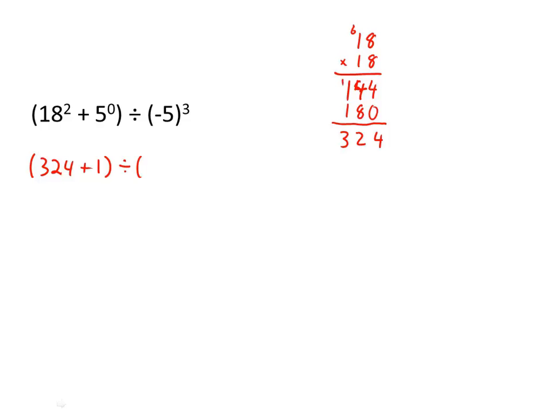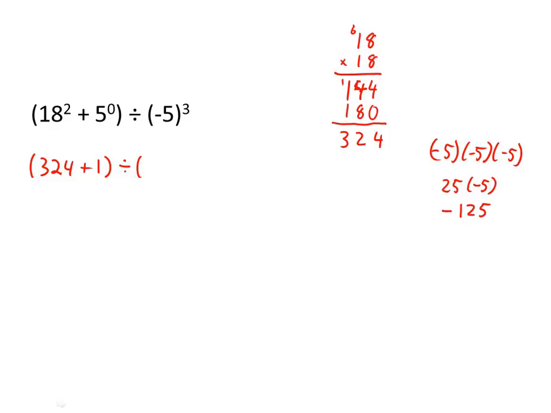Now we're going to do this one right here. And what we have right here is negative 5 cubed. So this is going to be a negative 5 times a negative 5 times a negative 5. And so 5 times 5 is 25. And since we have two negatives, that's going to be a positive. So it's going to be positive 25. And that's going to be times negative 5. So positive times a negative, that's going to be a negative. And 25 times 5, that's 125.